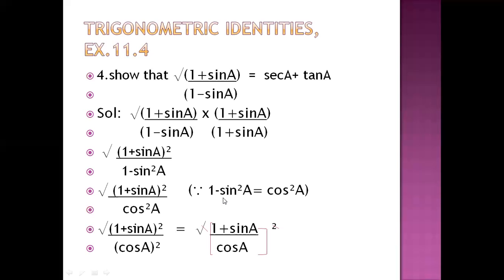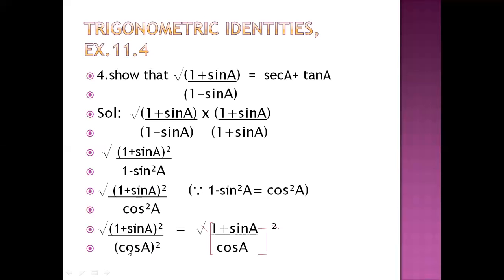Now, 1 minus sin square A is equal to what? Cos square A, by using the identity sin square A plus cos square A is equal to 1. From there, cos square A is equal to 1 minus sin square A. So in place of 1 minus sin square A, you write cos square A. Now, cos square A can be written as cos A whole square. So 1 plus sin A whole square by cos A whole square, because cos square A is nothing but cos A whole square.